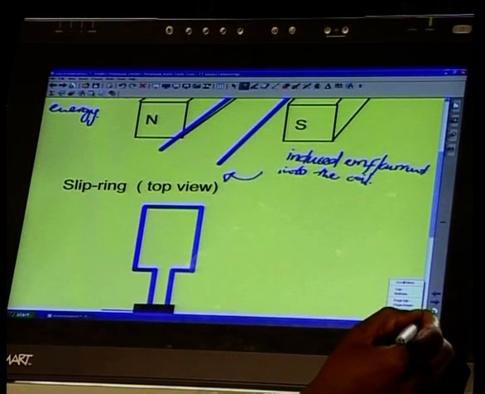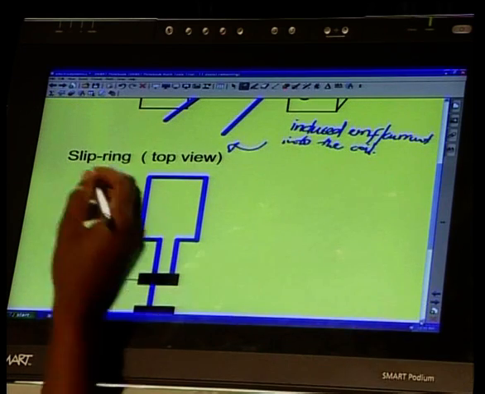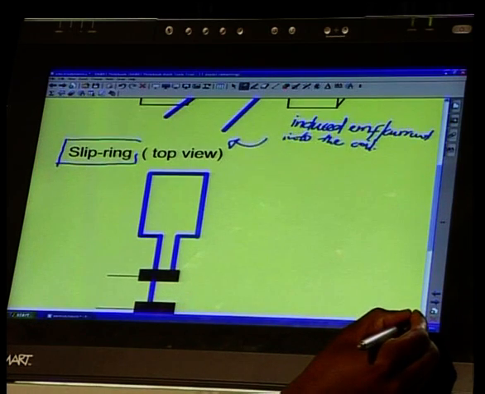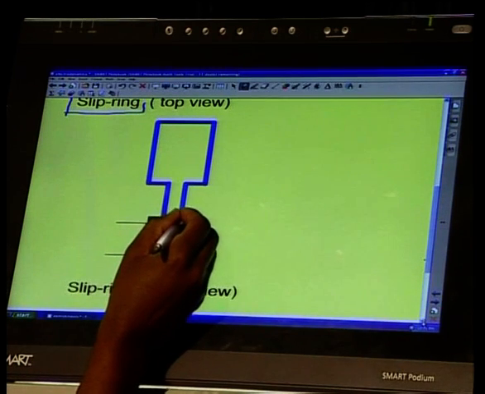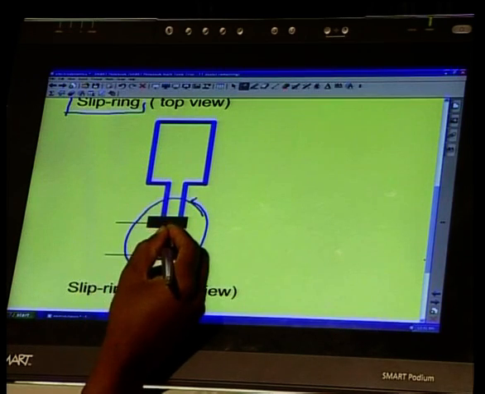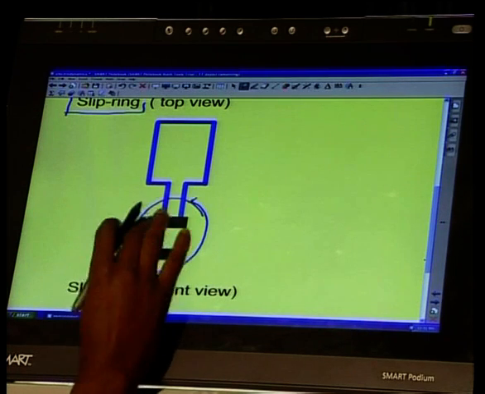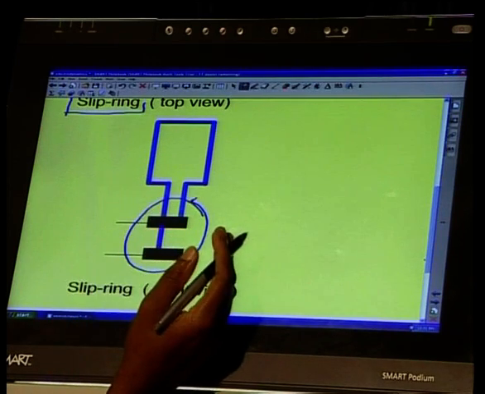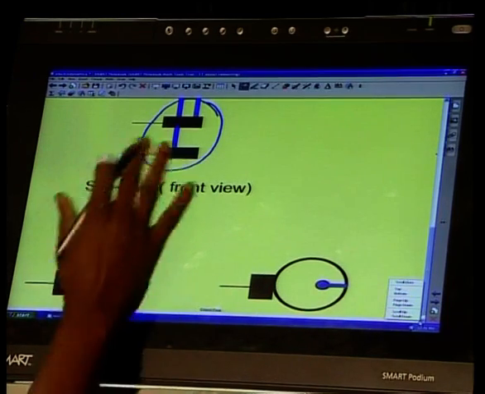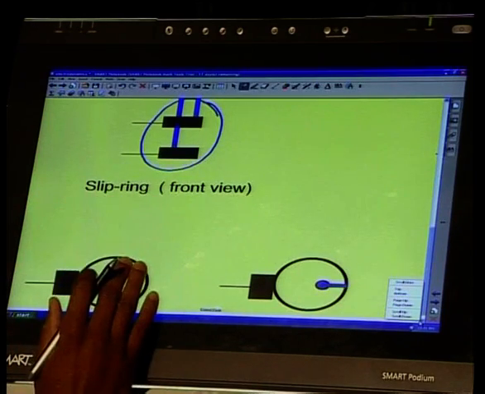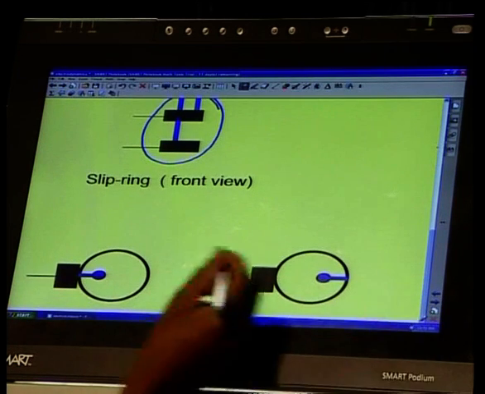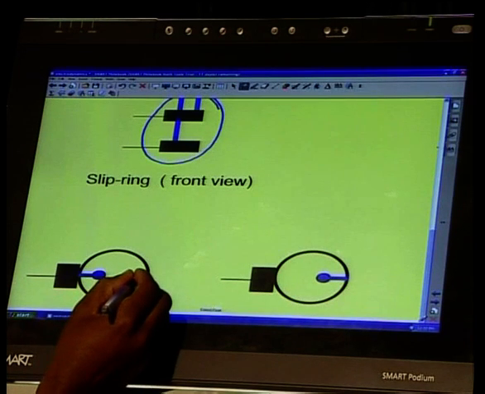Okay. And when you look at a generator, instead of a split ring, we have a slip ring. Now, what is the difference between slip rings and split rings? Slip rings are attached to the brushes throughout their movement. There is no time when the ring has a gap where the brush is not connected. All the time the brushes are connected to the ring. So that is the difference between the slip ring and the split ring.